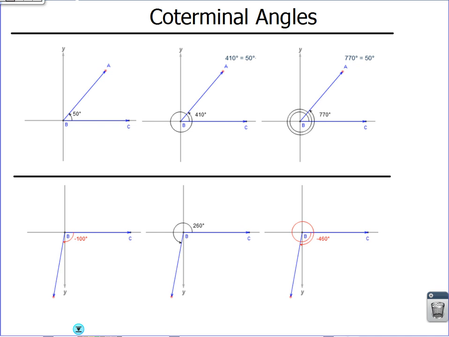Coterminal angles. What's co mean? Together, or with. Terminal, we just talked about that, right? Terminal side is where your angle ends, I guess you could say. Like this first angle here is a 50-degree angle. It starts with your initial side at the x-axis and it rotates up 50 degrees. These other two angles that are next to it are coterminal angles with 50 degrees.